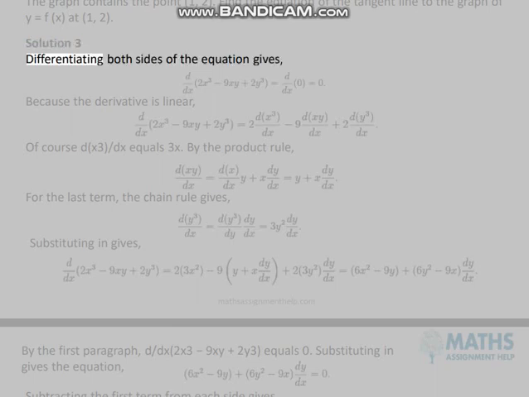Solution 3. Differentiating both sides of the equation gives, because the derivative is linear, of course, d(x^3)/dx equals 3x^2. By the product rule, for the last term, the chain rule gives, substituting in gives. By the first paragraph, d/dx of 2x^3 minus 9xy plus 2y^3 equals 0.